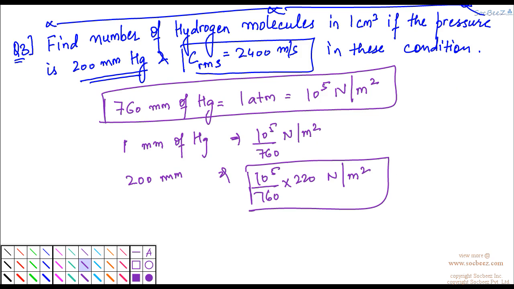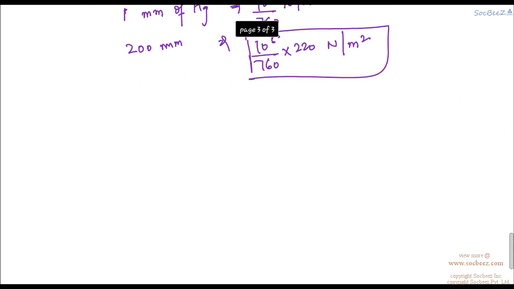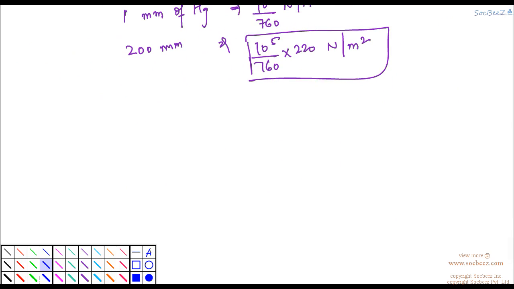Now you have to find the number of hydrogen molecules, given the pressure is this and the RMS velocity is given by that. The volume is given to us as 1 cm cube, so we have to represent this also in SI units. As 1 centimeter is 10 raised to power minus 2 meter, it would be 10 raised to power minus 6 meter cube.